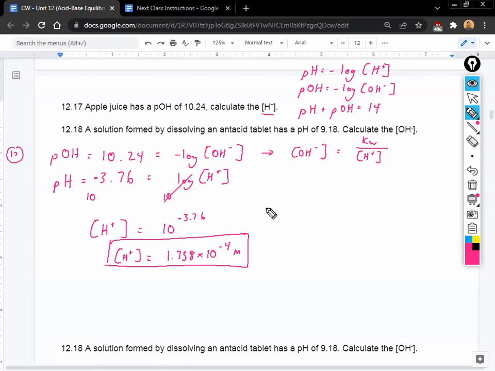Yeah, the math gets more confusing now because we're going to start using logs a lot. And don't worry, guys, we have ice tables coming back, quadratics coming back, and then we got logs too.